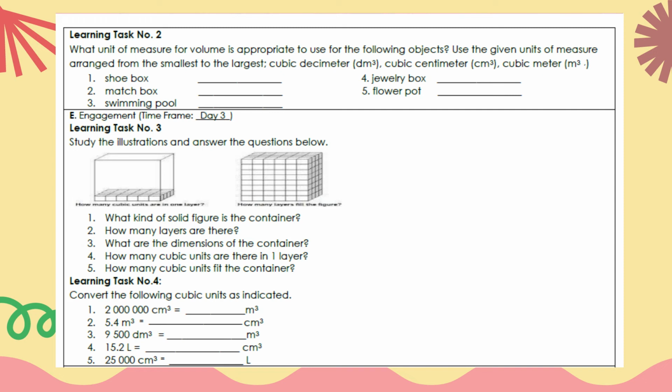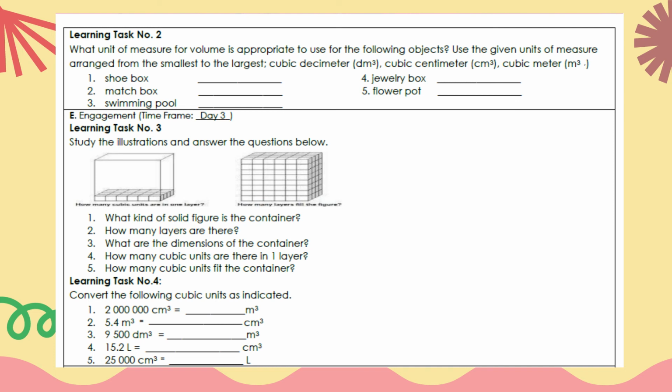For our learning task number 3, you may study the illustration and answer the questions below. For question number 1, what kind of solid figure is the container? Number 2, how many layers are there? Number 3, what are the dimensions of the container? Number 4, how many cubic units are there in one layer? Number 5, how many cubic units fit the container?